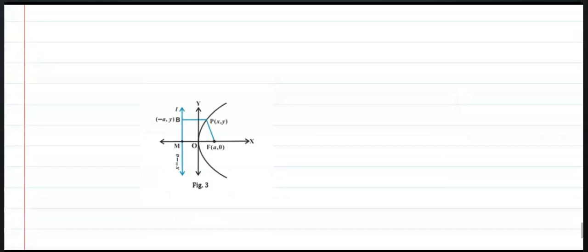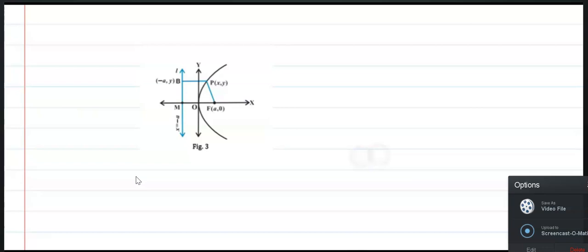Now in this case, I am considering this figure. This is the figure of the parabola. Here I have taken the point P, this is the focus, and this is a perpendicular line from this point P. Every time this PF upon PB, the ratio is fixed. And if we join all such points, then we get this type of figure.